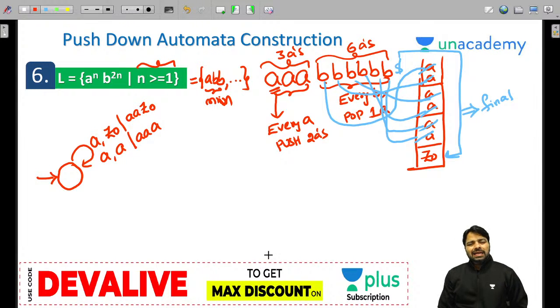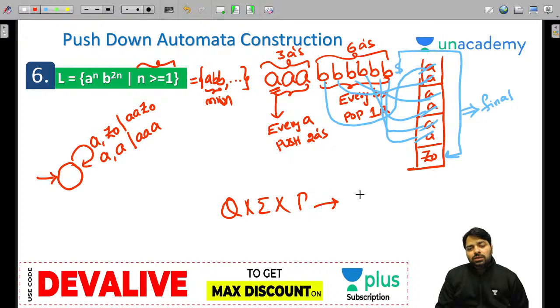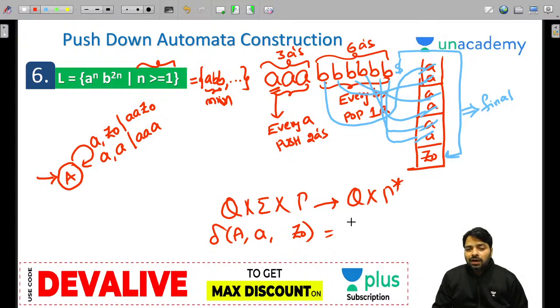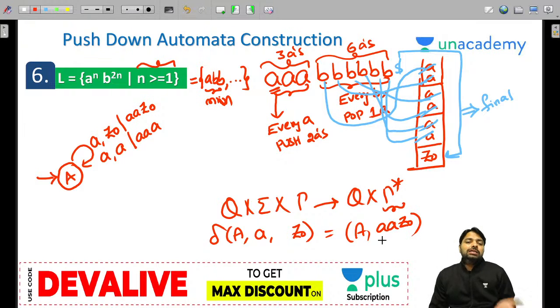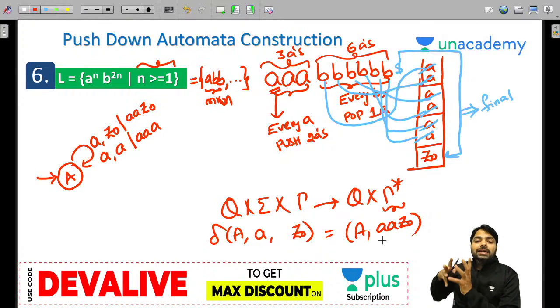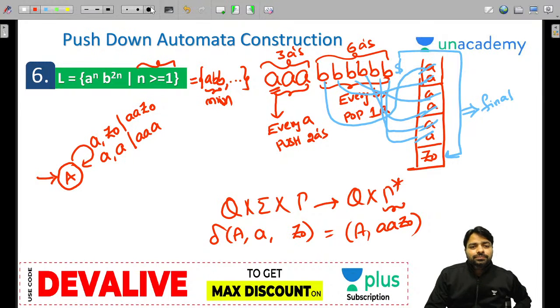Can I write that? You can see that, Q cross sigma cross gamma, Q cross gamma star. Yes, you can do that. Let's say this is a capital A state. From capital A, if you read A and Z0 is the top of the stack, I'm going to capital A. I can write any symbols here. I can write double A Z0. I can write 100 A's followed by Z0. Even I can push 100 A's at a time theoretically. Practically, it is your choice how you push.